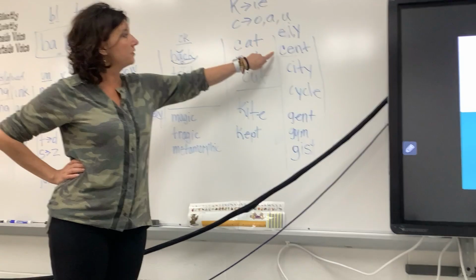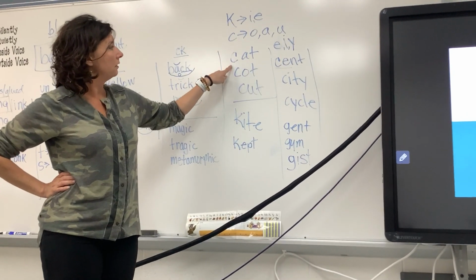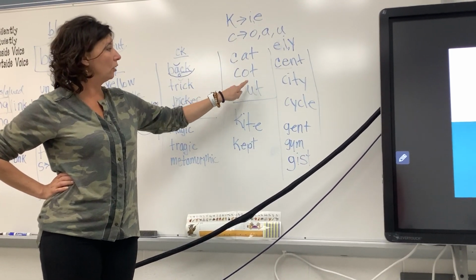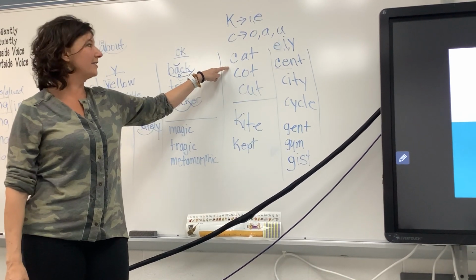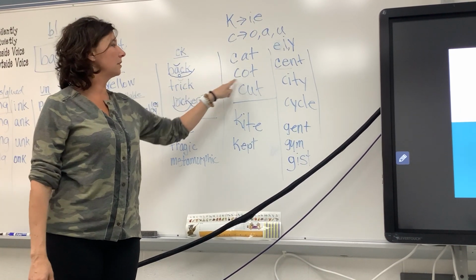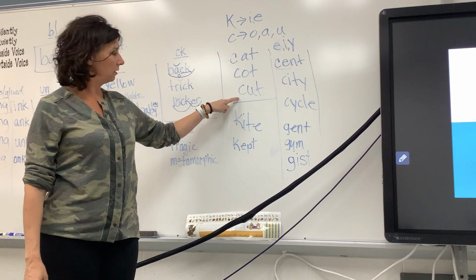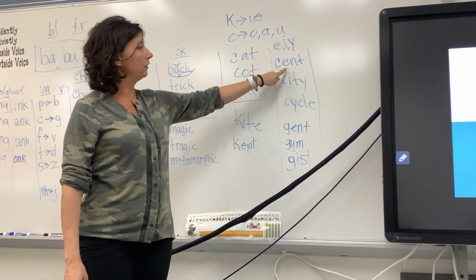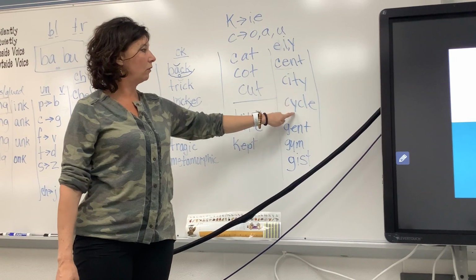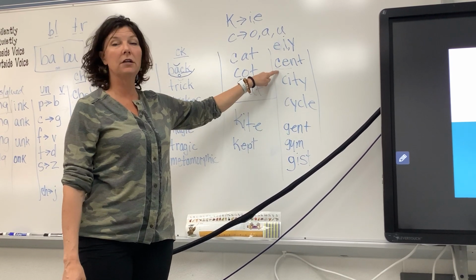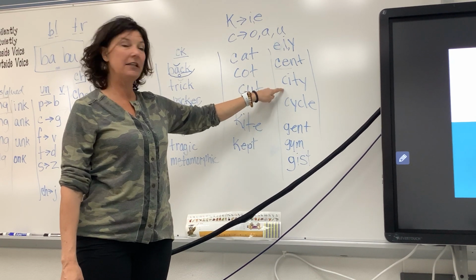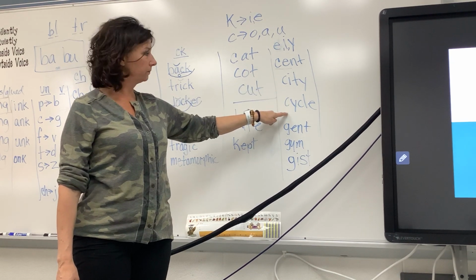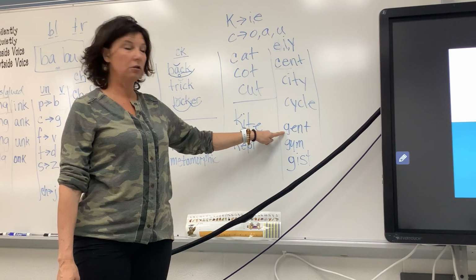So here, if C is followed by an A, O, or U, it's going to make the hard K sound. Cat, cot, cut. If it is followed by an E, I, or Y, it's going to make the S sound. Scent, city, cycle.